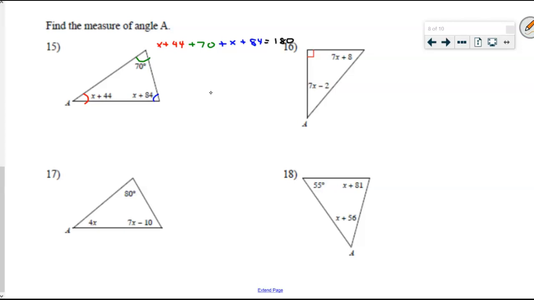I'm going to combine like terms. So this time I have my constants, 44 plus 70 plus 84, but I also have my x's, an x and a second x. x and x combine to be 2x. And 44 plus 70 plus 84. I'll need some help on that one. You already have it done, Mappa? 198.